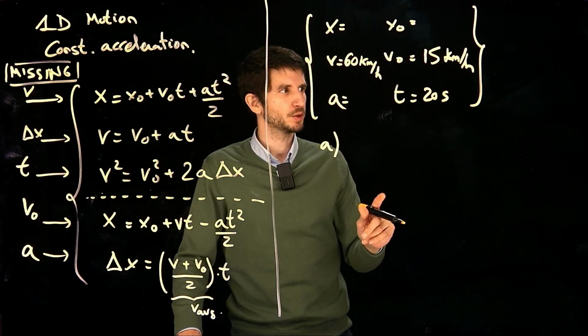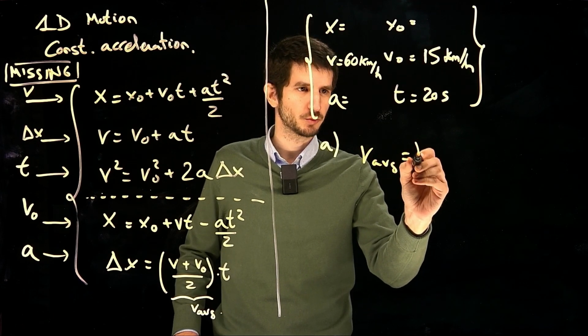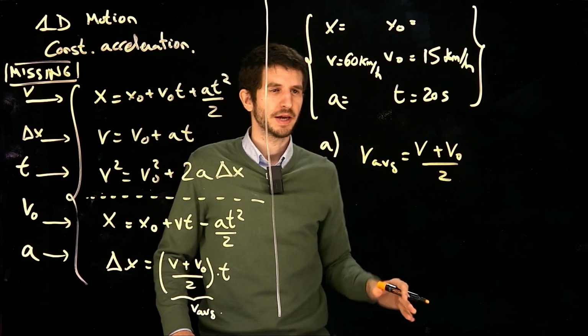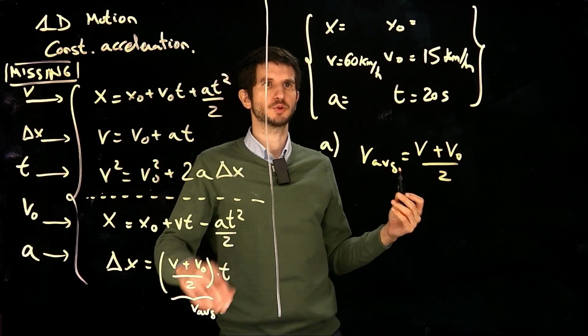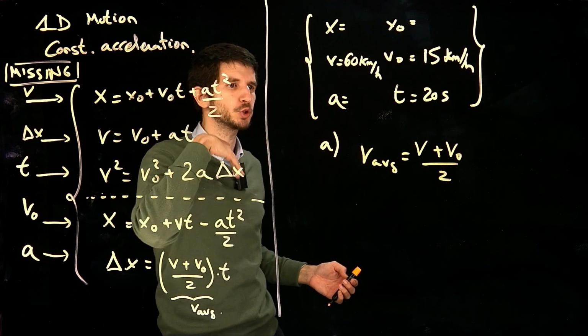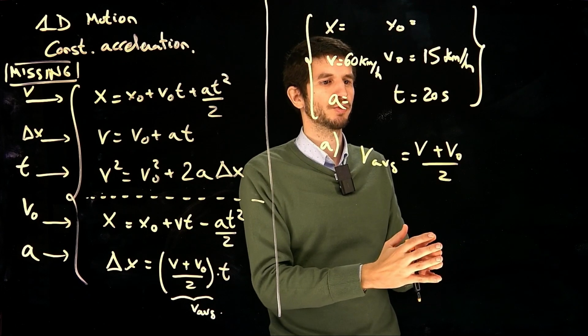Now the first question in the problem is what is the average velocity? The average velocity, as we remember, is given by final velocity plus initial velocity divided by 2. And so the first question that we ask ourselves is, do we want to work in kilometers per hour, or do we want first to convert kilometers per hour into meters per second, which is international system units, and so solve the problem that way?